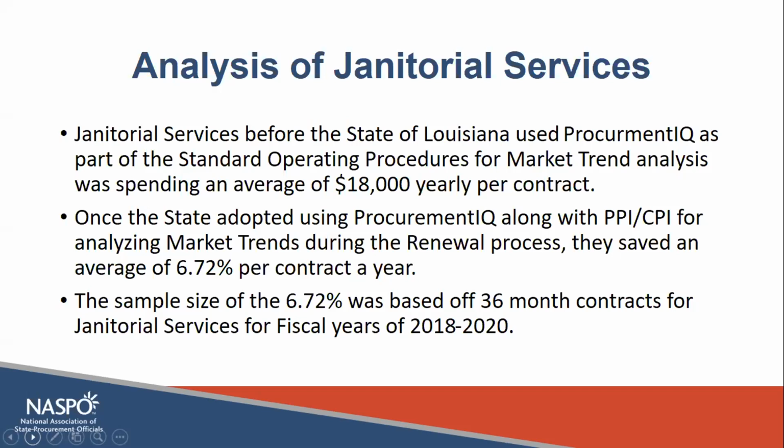This is just showing that, using Procurement IQ with PPI, CPI, and Google, being able to use the market trends of prices and increases and decreases to leverage a better deal, we save on the bottom line, just like you see with the 6.72%.